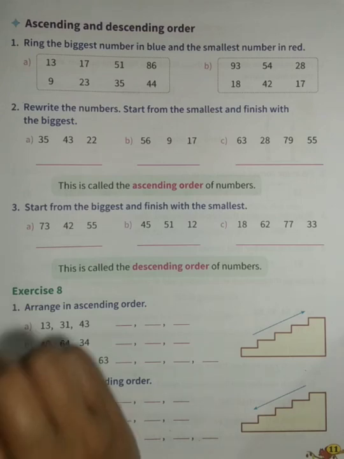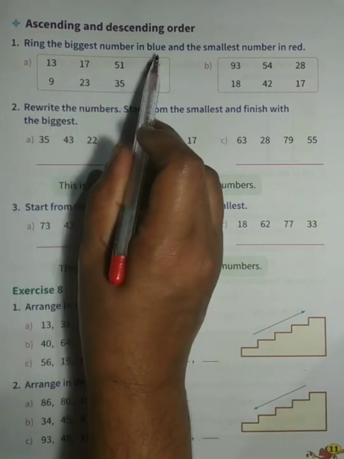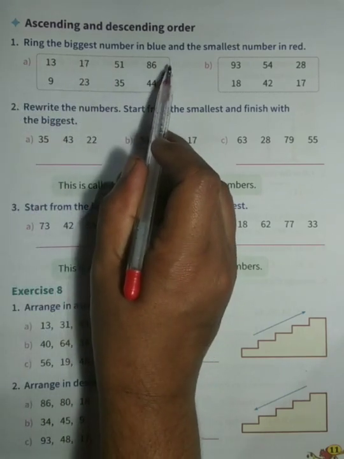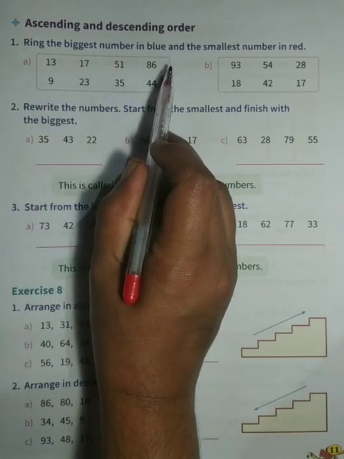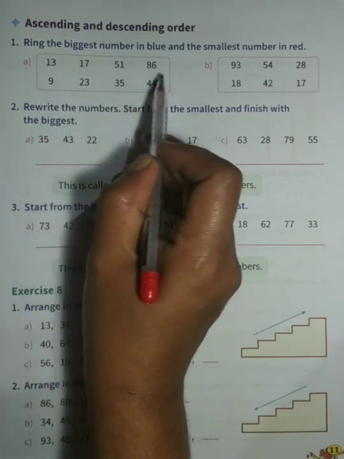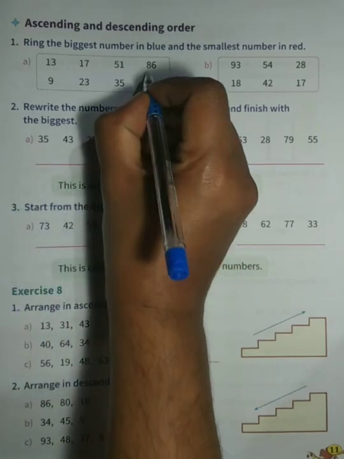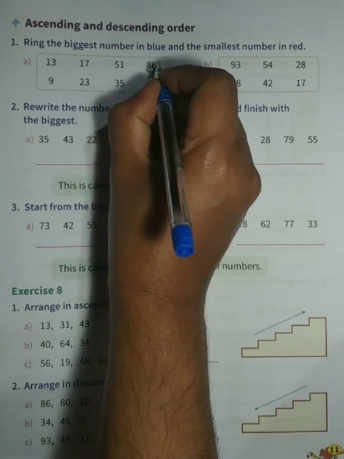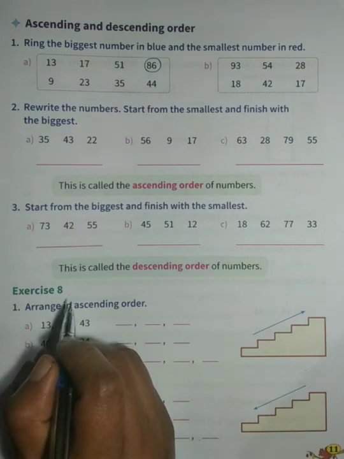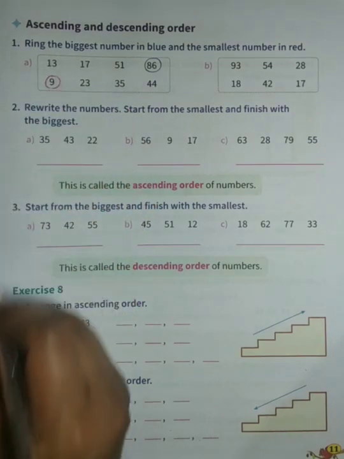In first one, here we have to ring the biggest number in blue. Out of the given numbers in set A, which is the biggest number? So the biggest number is 86, which we will be circling or we shall ring it with blue. 86 is biggest and the smallest number in red. So there is one single digit number 9. We shall circle it with red.